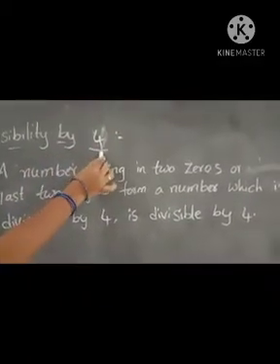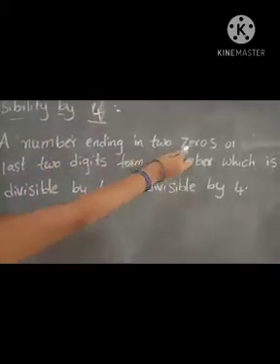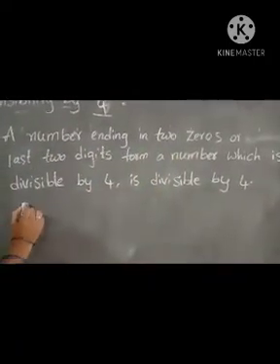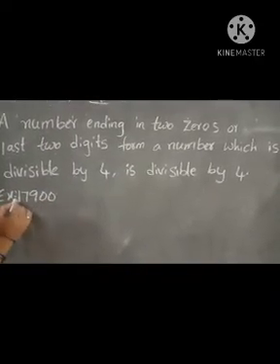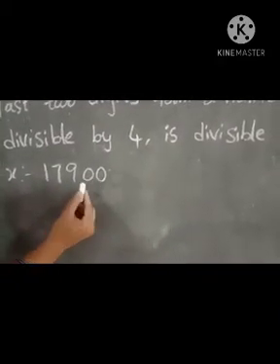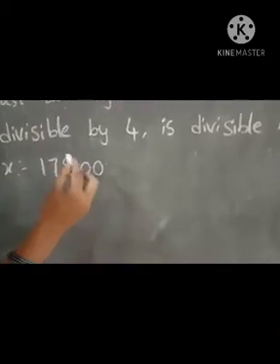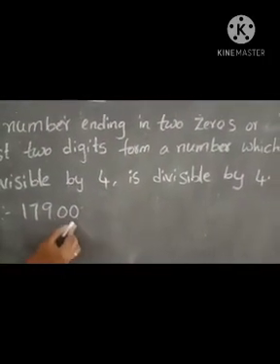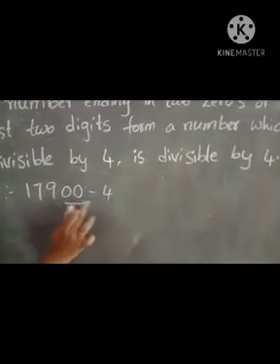Divisible by 4. See children, divisible by 4. A number ending in 2 zeros. See, a number ending in 2 zeros. See here the example. Here what are the last two digits? 17900. Here what are the last two digits? The last two digits are 0. See here the rule, a number ending in 2 zeros. Here the last two zeros are there, no? So this number is divisible by 4. If the last two digits are zeros, it is divisible by 4.